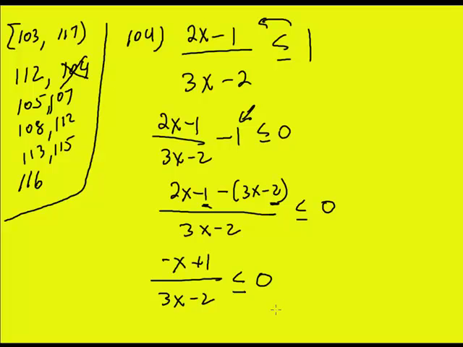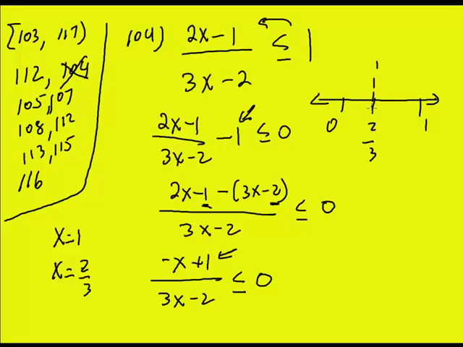Once you get to here, you have no choice but to do number line analysis. Figure out what turns the top into 0. What turns the top into 0? When x is equal to 1. What turns the bottom into 0? When x is equal to 2/3. So those are my two critical numbers. I have to do number line analysis, so call this 2/3, call this 1. I have a partition here and I have a partition there.